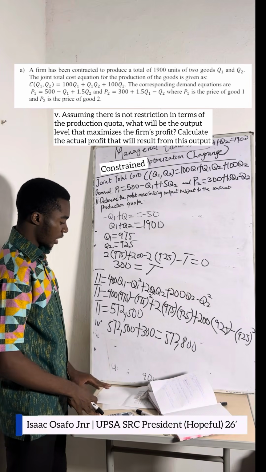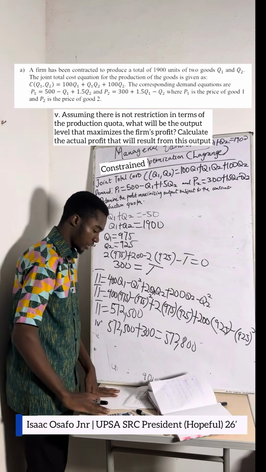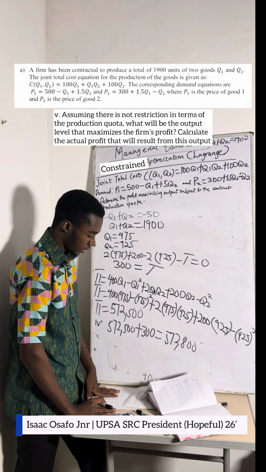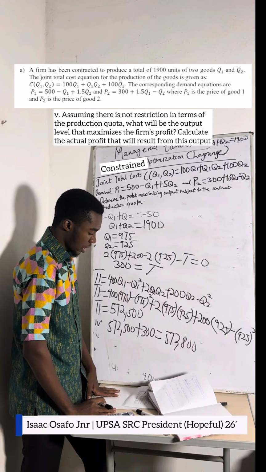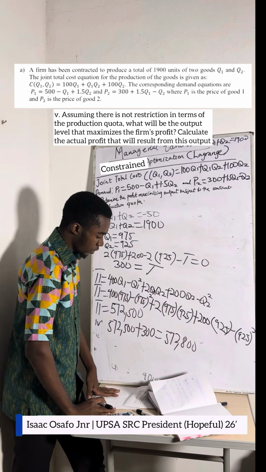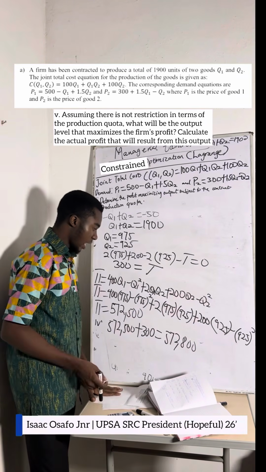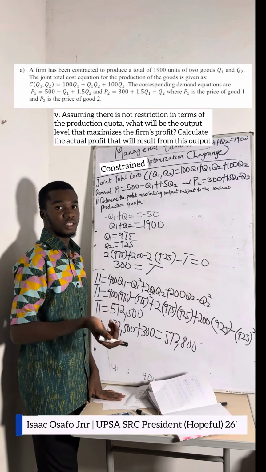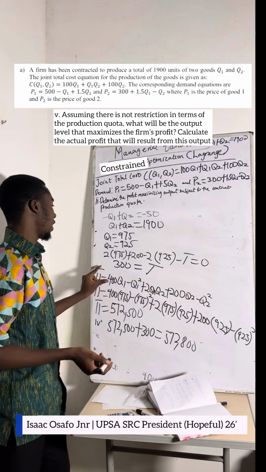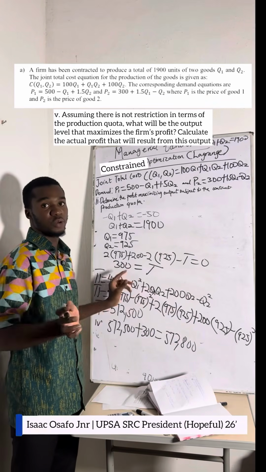All right, now let's go to the V. The V says that assuming there is no restriction in terms of the production quota, what will be the output level that maximizes the firm's profit? Calculate the actual profit that will result from this output. So for this one, they are saying assume there was no constraint. If there's no constraint, it means you don't have to use Lagrangian and all that. So it means you have to maximize this profit without adding the constraint.